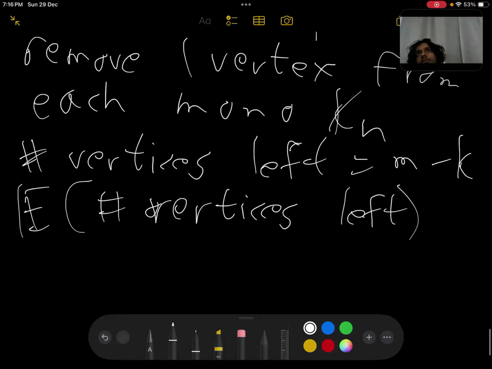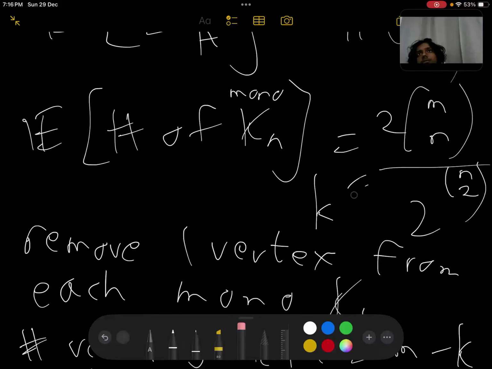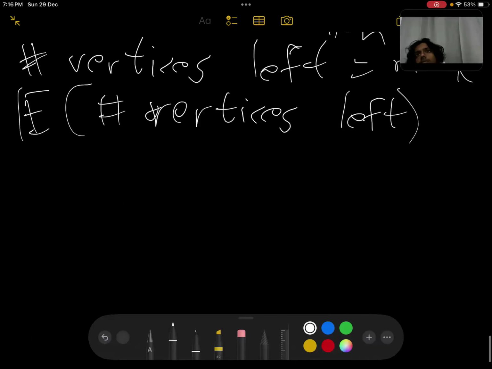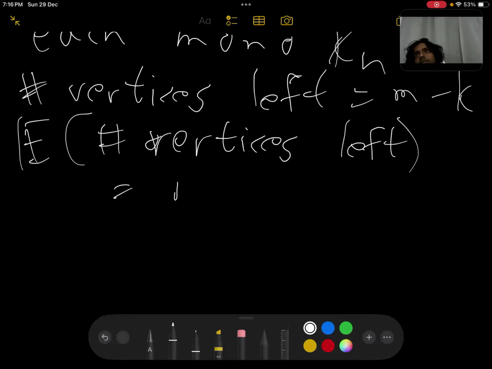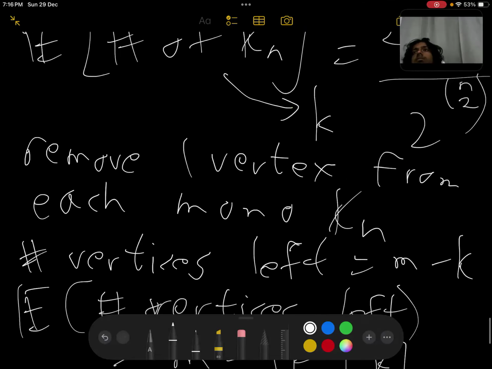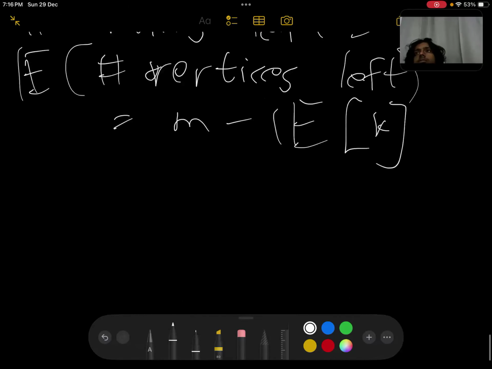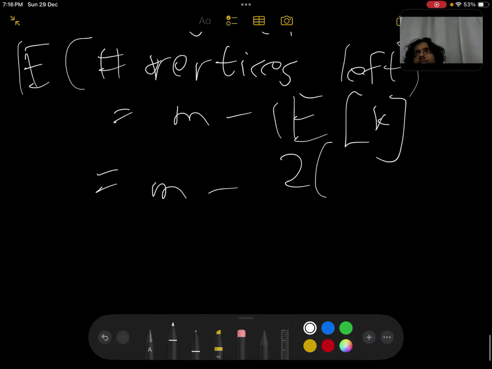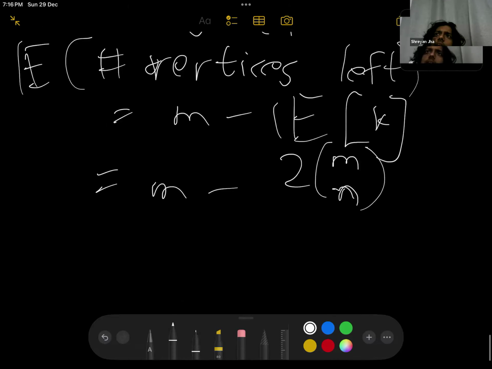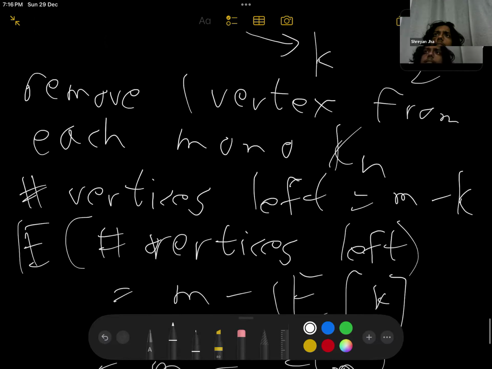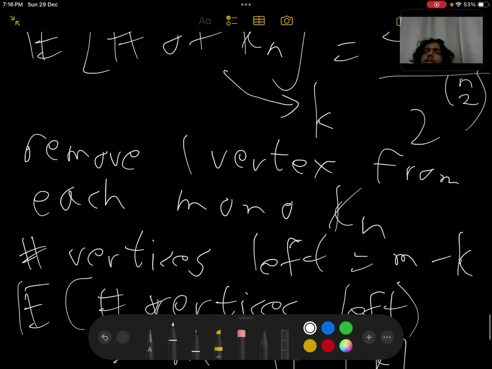Okay, maybe I should make this k instead of, it's not k. This is k. Number of monochromatic Kn is k. So what's the expected number of vertices left? Well, m is constant, so m minus expectation of k, which is m minus this quantity. No, we are removing one vertex. That is enough to destroy that Kn. Like, you don't need to remove the entire Kn.